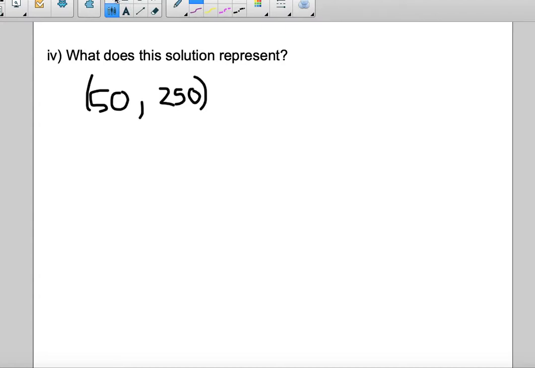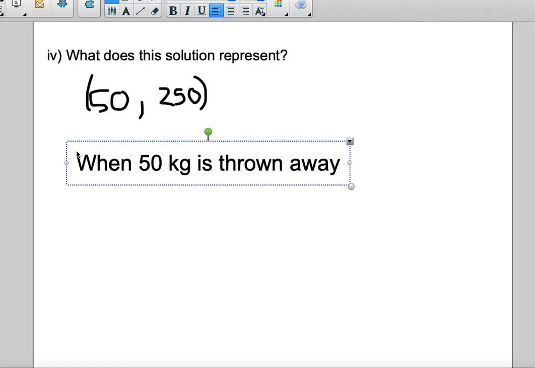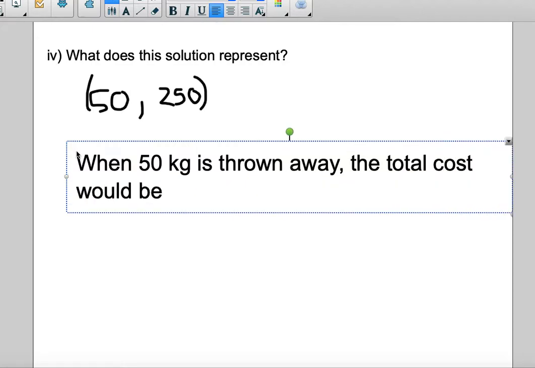So what this represents is when 50 kilograms is thrown away, the total cost would be $250 for both companies. So that's the point of intersection. It's when both companies throw 50 kilograms away, both companies' total cost would be $250.